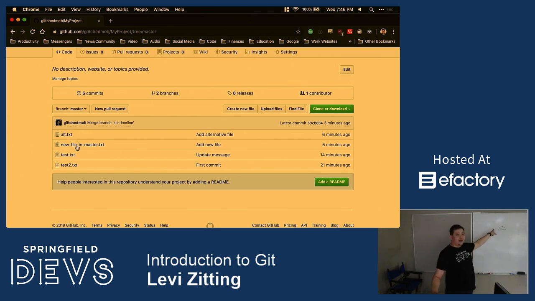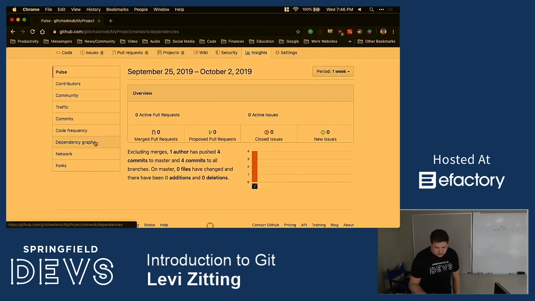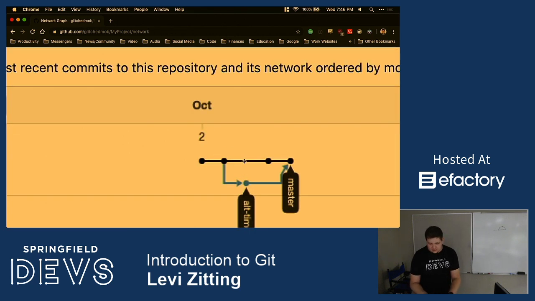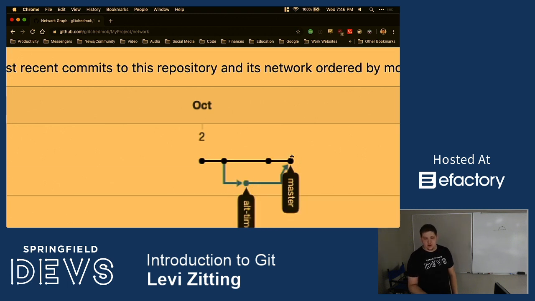And we can actually get a visual representation of this timeline in GitHub by going to Insights, not dependency graph, network. And we can get a little bit of a visual representation here. So here's all the commits that I made. Here's the one in that other branch. Here's the one my coworker made. And here's the one that merged the 2 branches together.